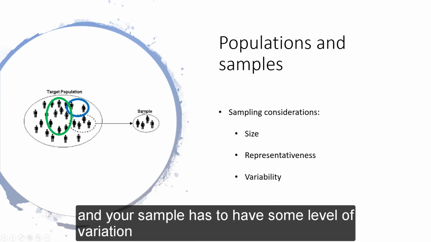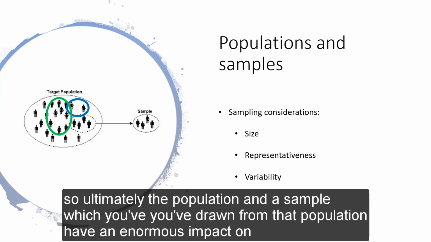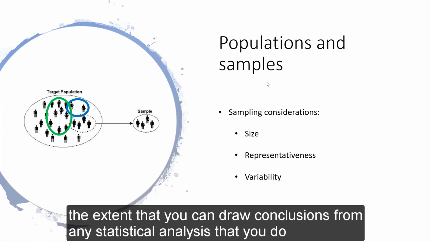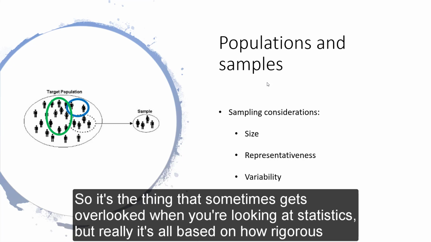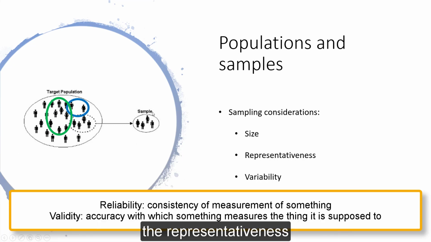And your sample has to have some level of variation on the variables that you're interested in. Otherwise, a lot of the statistical techniques just won't work. So ultimately, the population and the sample that you've drawn from that population have an enormous impact on the extent to which you can draw conclusions from any statistical analysis you do. It's the thing that sometimes gets overlooked when you're looking at statistics, but really it's all based on how rigorous, how reliable and valid your research is, and a large part of that comes down to the representativeness of your sample.